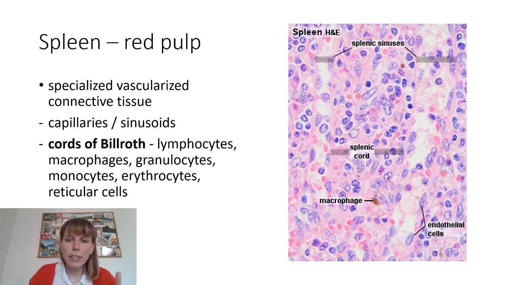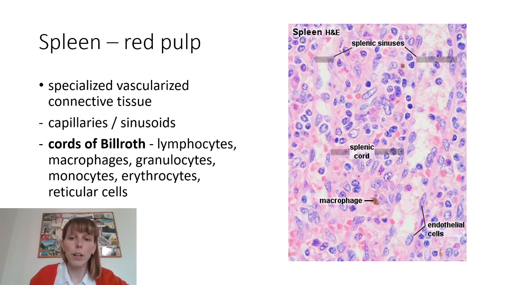And notice I wasn't talking about cortex and medulla here. In lymph node we had cortex and medulla. In spleen we don't have this kind of division. We have white pulp and red pulp. In white pulp you have the white blood cells.